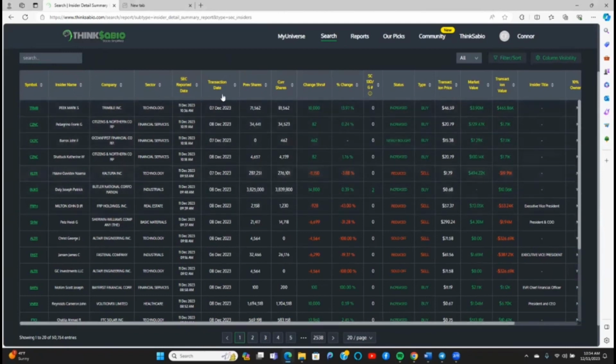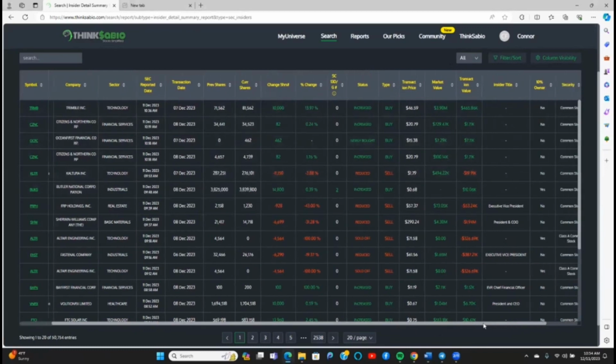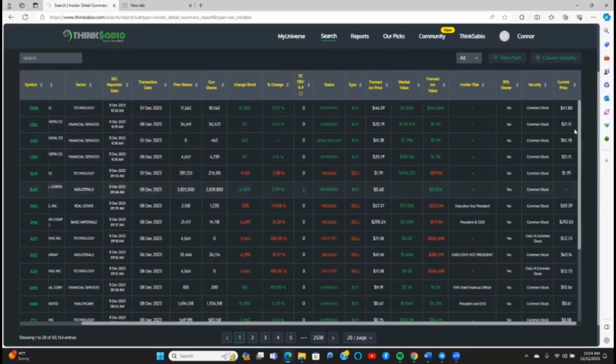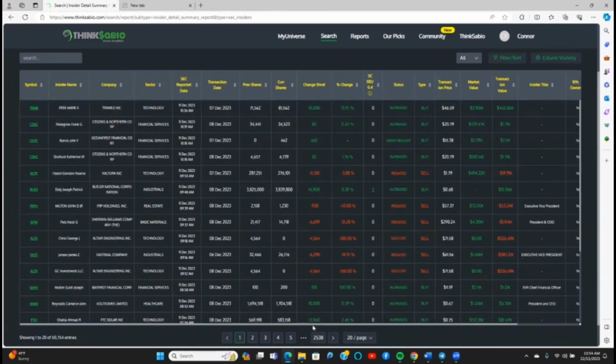and then date of the transaction, how many shares were bought or sold. And then over here, you've got more general information on the value of the transaction, the current price, which you compare with the transaction price, and then you have the insider title and if they're a 10% owner.